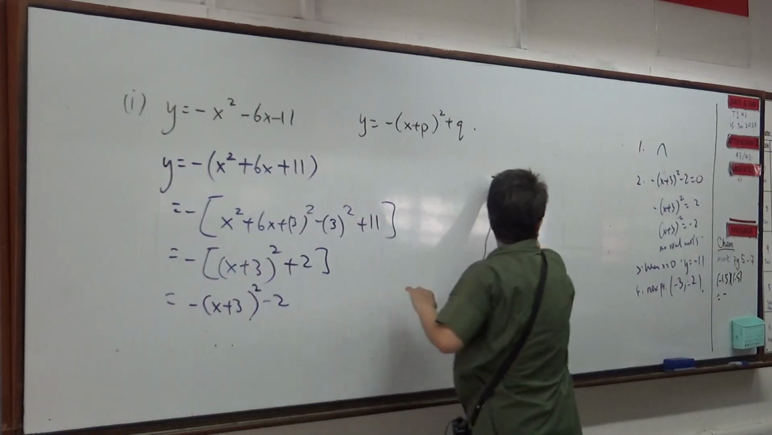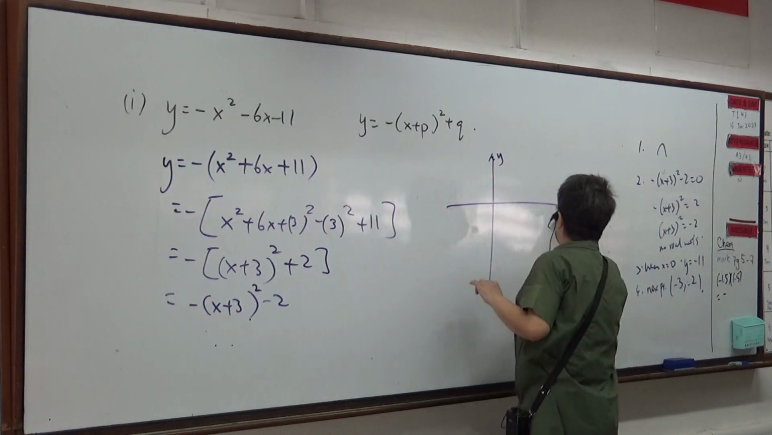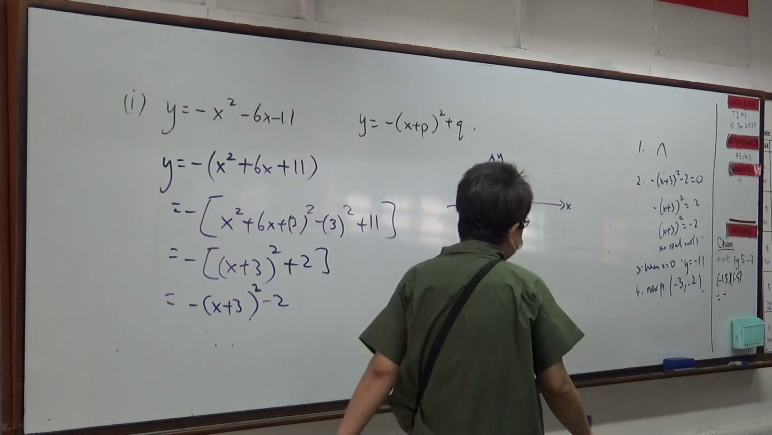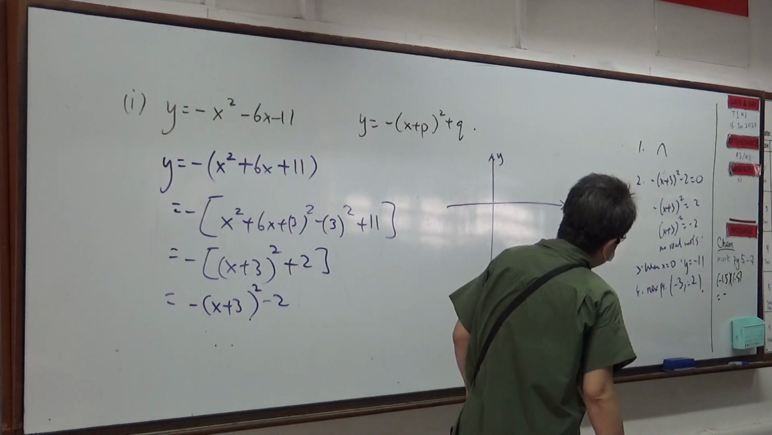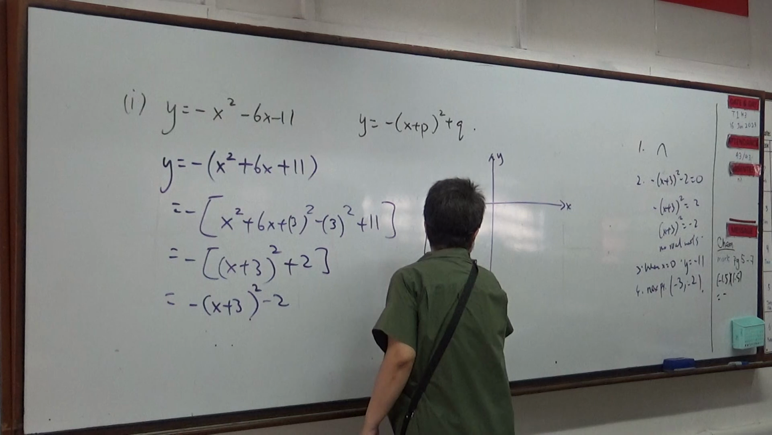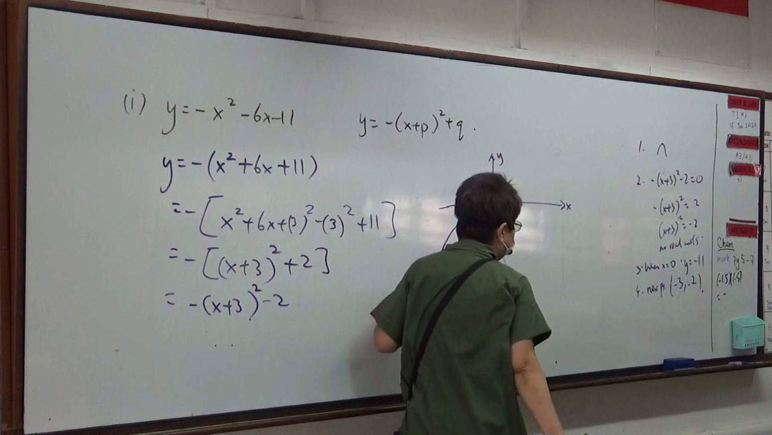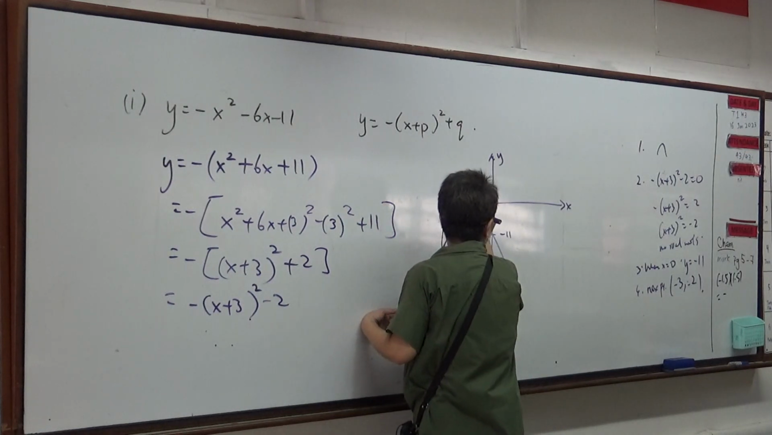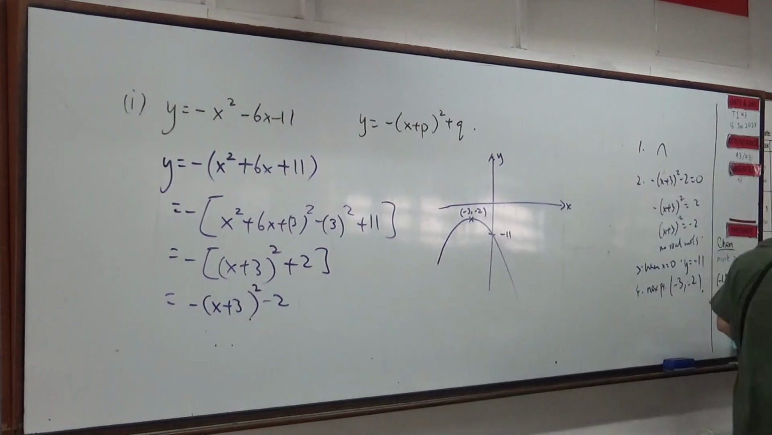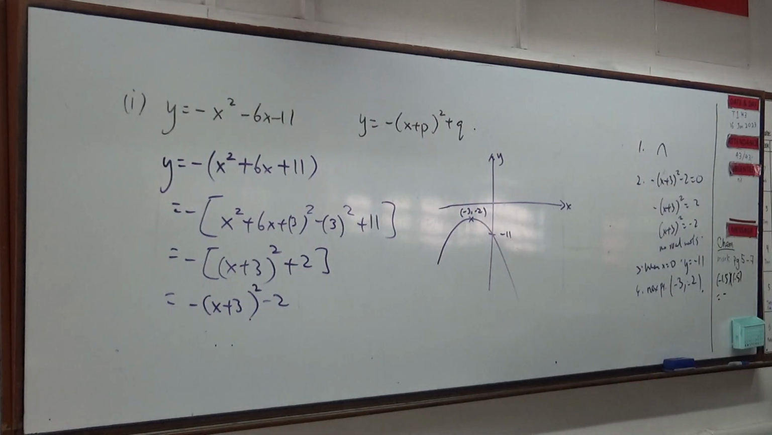Okay, so now take a look here. The maximum point is (negative 3, negative 2), and the y-intercept is negative 11. So basically it goes like that, right? So this is negative 11. This one will be (negative 3, negative 2). It will fall like that. Are we all clear? Can or cannot? Okay. So basically there are a few forms and we are supposed to know how to do it.